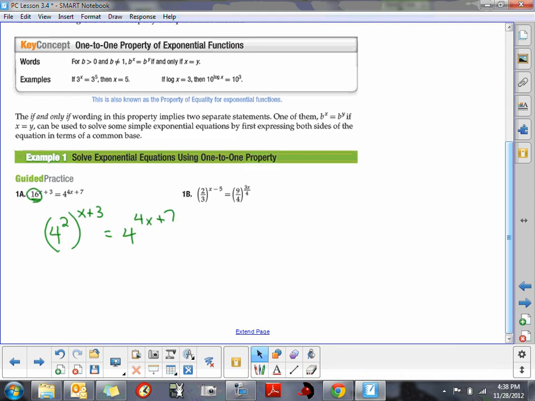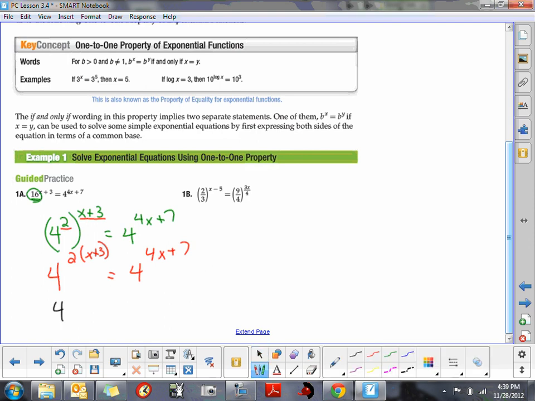Now we're going to use some exponent rules. When you have a power raised to a power, our power to power rule says you multiply exponents. So this is really 4 raised to the 2 times x plus 3, which is equal to 4 to the 4x plus 7. And I'll make one more simplification. This is equivalent to 4 to the 2x plus 6, and that has to equal 4 to the 4x plus 7. Now here's where the one-to-one property comes into play.